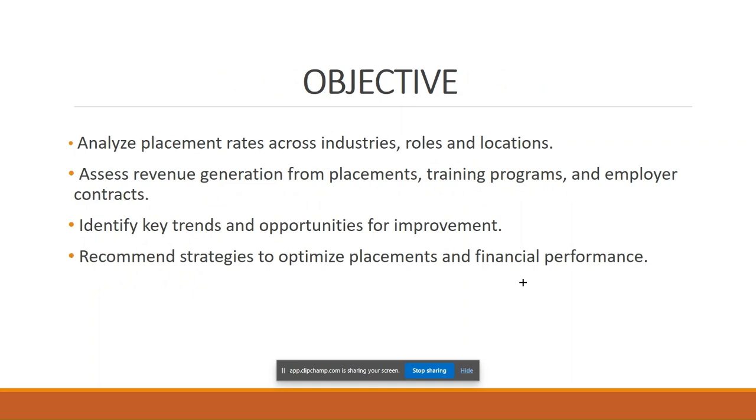So, the objective of my case study is to analyze both the placement rates as well as the revenue generation and gain insights on the different roles, the different locations, as well as the revenue generated in placements, in trainings, as well as employer contracts. Using these two data sets, I will be able to identify the key trends and opportunities for improvement and will recommend strategies to optimize placements and improve the financial performance.